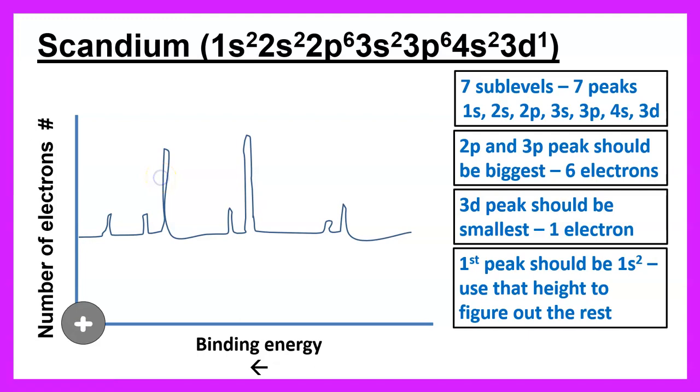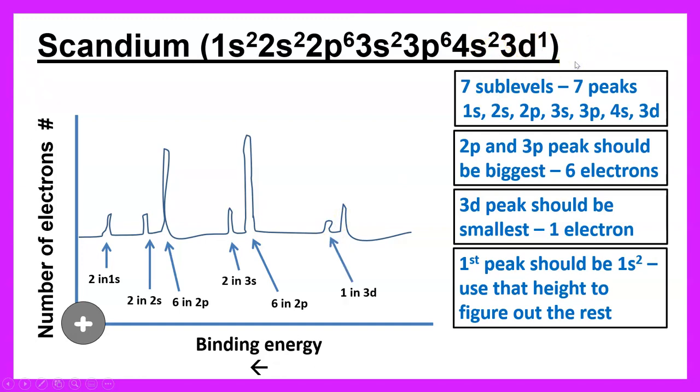So when I go through this, here's my 2 electrons in the 1s, here's my 2 electrons in the 2s, here's my 6 electrons in 2p, here's 2 electrons in 3s, 6 electrons in 3p, and now something weird happens. Look over here. This is one single electron, right? The smallest peak, which we know should be what? The 3d. And then this is left to be the 4s.